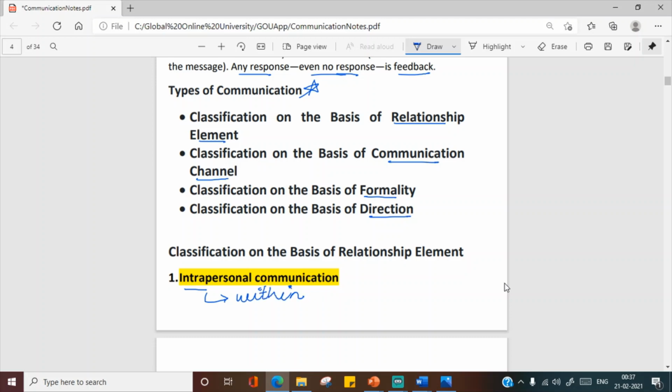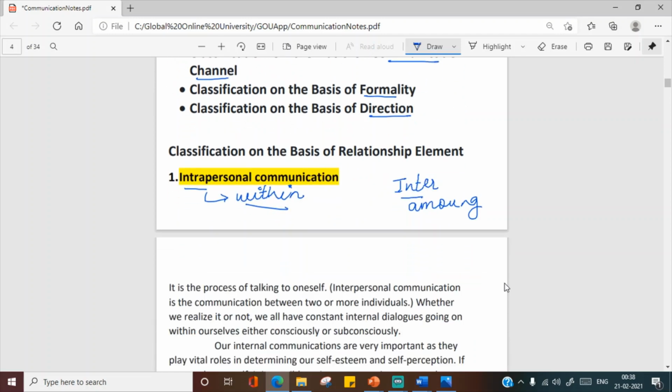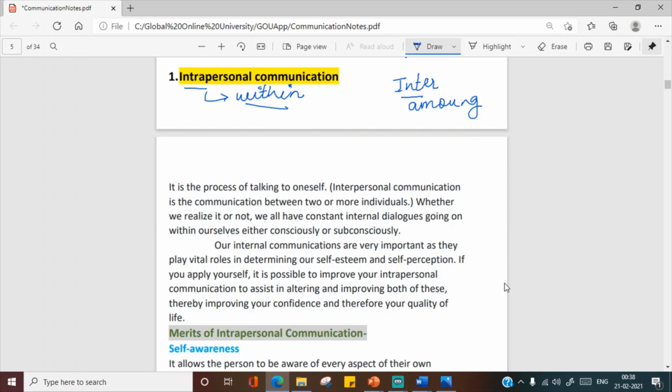In school you might have had inter-house competition, you remember? We had different houses, like the school in which I studied, there were red house, blue house, green house, yellow house. So when there was competition between different houses, it was called inter-house competition. And when there is a competition within the people of same house, it was called intra. So intra means within and inter means among. So intrapersonal communication is communication when you are talking to yourself or oneself.